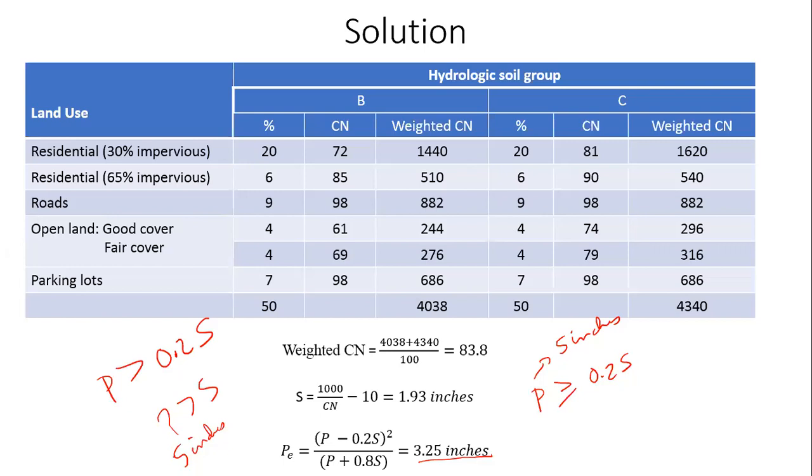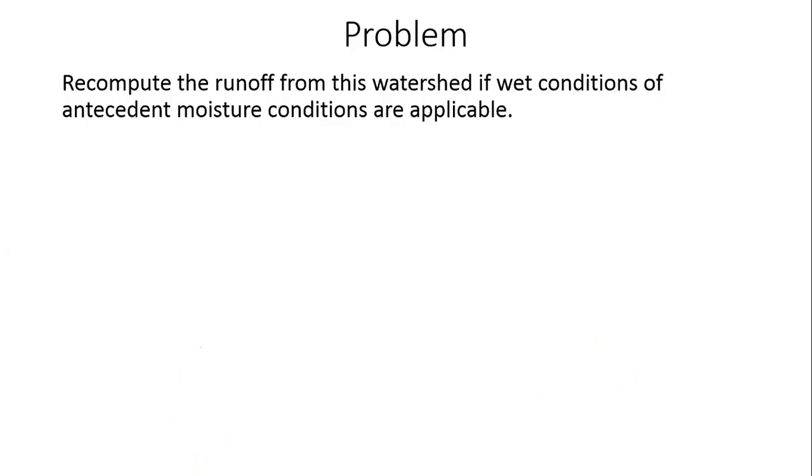Okay. So now we are going to attempt to resolve this problem, making just one change. Recompute the runoff from this watershed if wet conditions of antecedent moisture conditions are applicable. Even without solving it, I want somebody to tell me what you expect the answer to be.